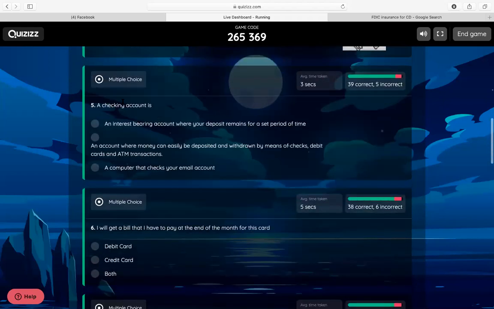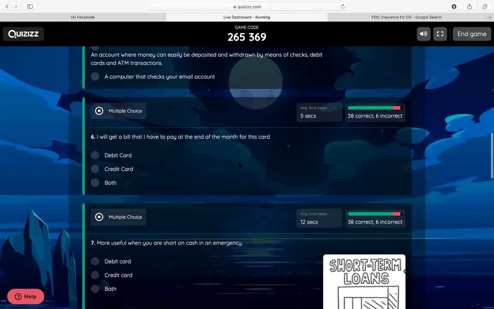A checking account is an interest-bearing account where your deposits remain for a set period of time; an account where money can be easily deposited and withdrawn in terms of checks, debit cards, and ATM transactions; a computer that checks your email account. So the answer is obviously the second one, okay? It's not a deposit for a set period of time. That is something else, and we'll talk about that.